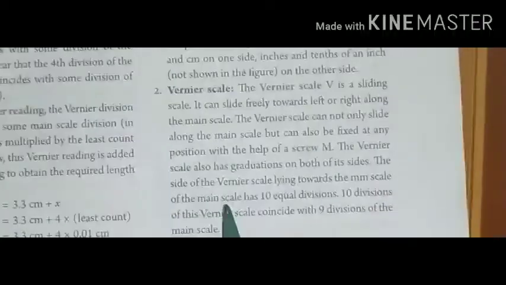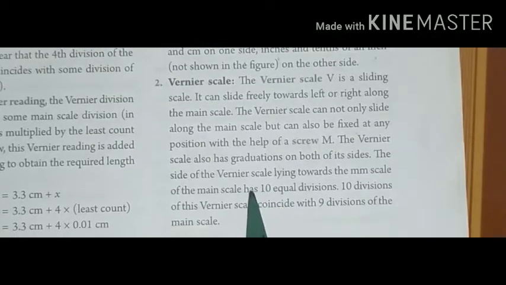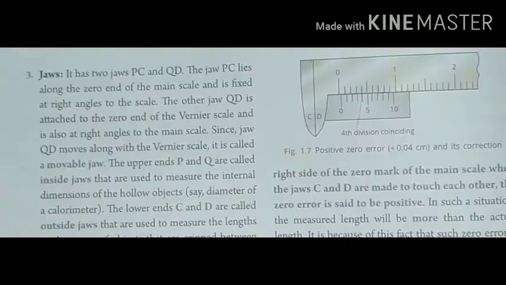The vernier scale also has graduation on both of its sides. The side of the vernier scale lying towards the millimeter scale of the main scale has 10 equal divisions. 10 divisions of the vernier scale coincide with 9 divisions of the main scale.